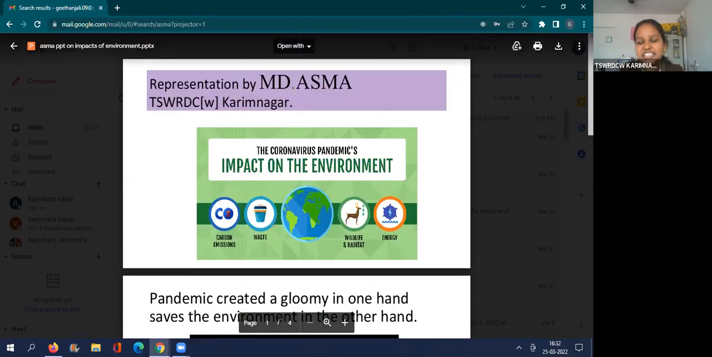Main thing is, my suggestion is to put a lockdown for 1 week itself, per 2 months or per 3 months. It can be easy for the sustainable economy.